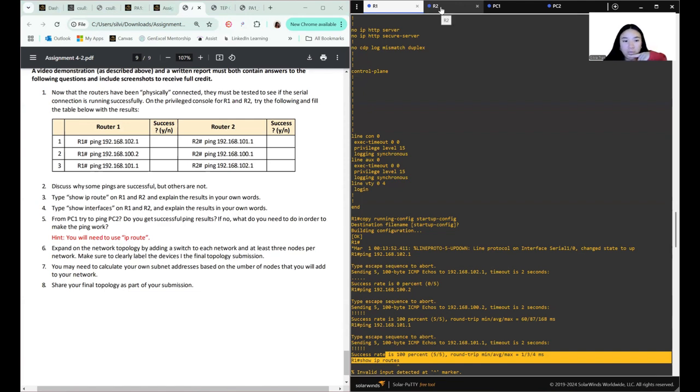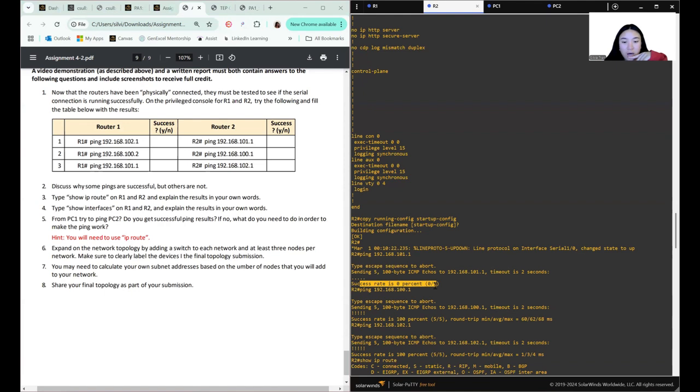And then same thing for router 2. I received an unsuccessful percentage for the first ping. However, the second ping and the third ping did come out to be successful, as you can see right here and right here. So some pings were successful and some weren't.